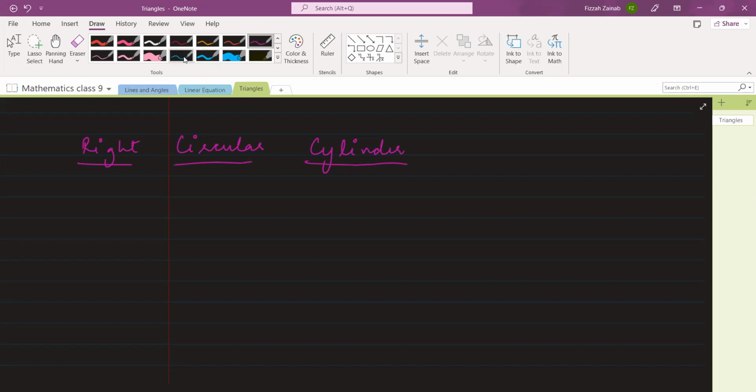If I want to form a cylinder, for example, I have 50 coins, right? I start placing them like this. I place a coin, then I place another coin on top of it, another coin on top of it. So ultimately I get a shape which is like this, isn't it? Yes, ma'am. So that becomes a cylinder.